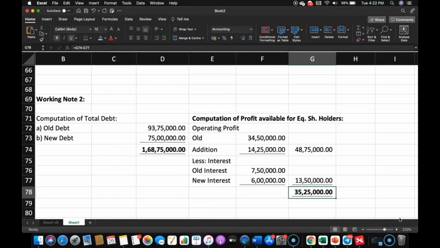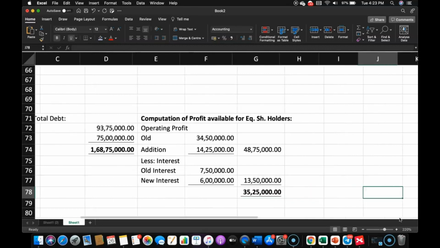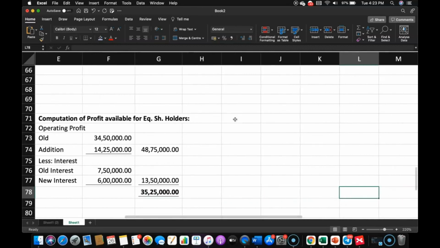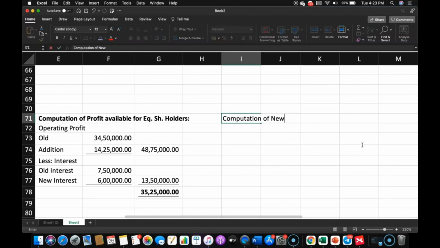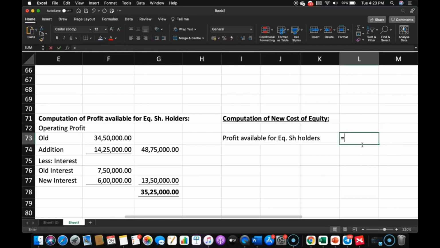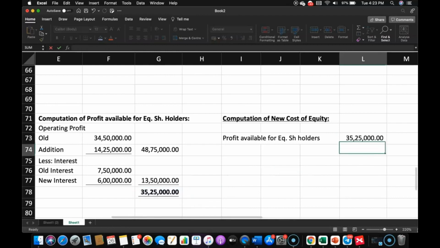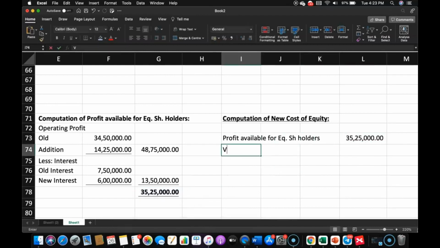But why have we not computed the new cost of debt? It is the same because old is also 8%, new is also 8%. So we don't have any issue over there. So let's do that. Computation of new cost of equity. This is after the proposal. So what is the profit available for equity shareholders? It is this. And is there any change in the value of equity now? No, value of equity remains the same. We have already calculated the value of equity.